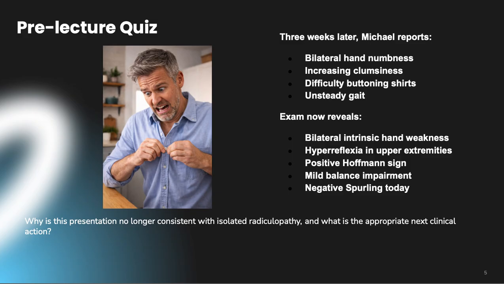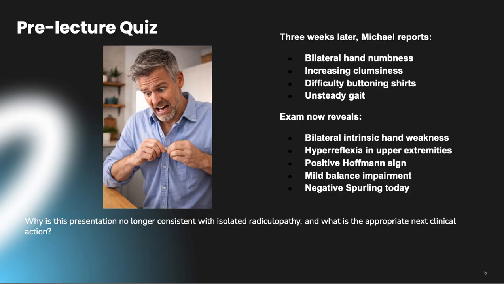Go ahead and read through this. Why is this presentation no longer consistent with isolated radiculopathy, and what's the appropriate next clinical action? This presentation is most consistent with cervical myelopathy, not isolated radiculopathy. An urgent referral is indicated. Radiculopathy is typically unilateral and localized to a single nerve root pattern. The neck pain CPG flags bilateral symptoms, upper motor neuron signs like hyperreflexia, Hoffman, and gait disturbances as indicators of possible cervical myelopathy, requiring immediate referral.